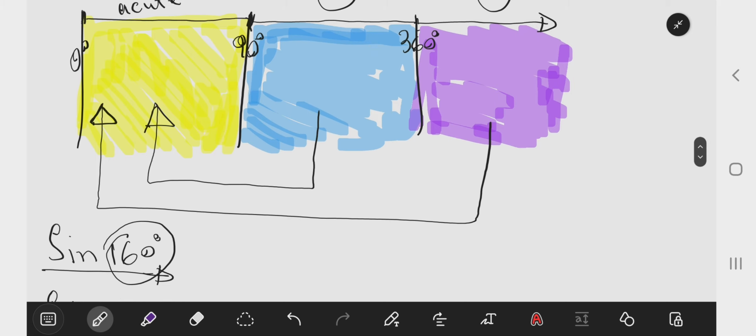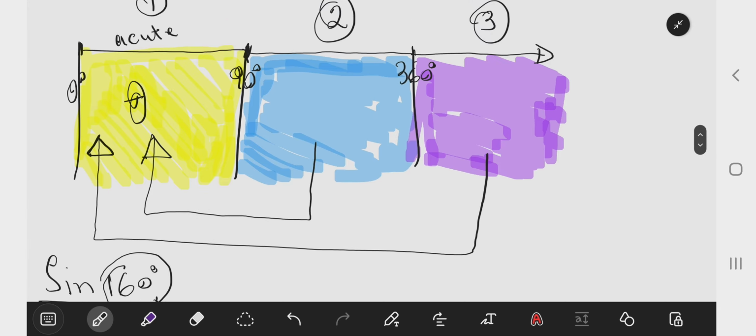So in this lesson, we'll be learning how we can reduce angles which are in the second region to the first region, or reduce angles which are in the third region to the first region, because this is where we want our theta to be. So let's start with angles which are in region number 3, which is the purple region, which is angles which are greater than 360 degrees.